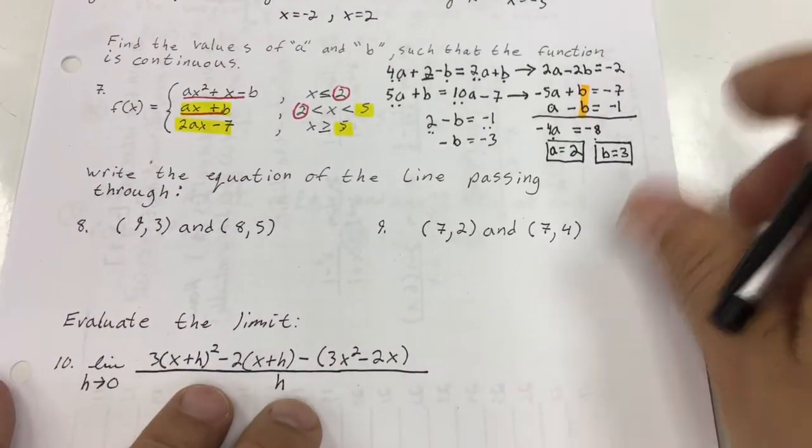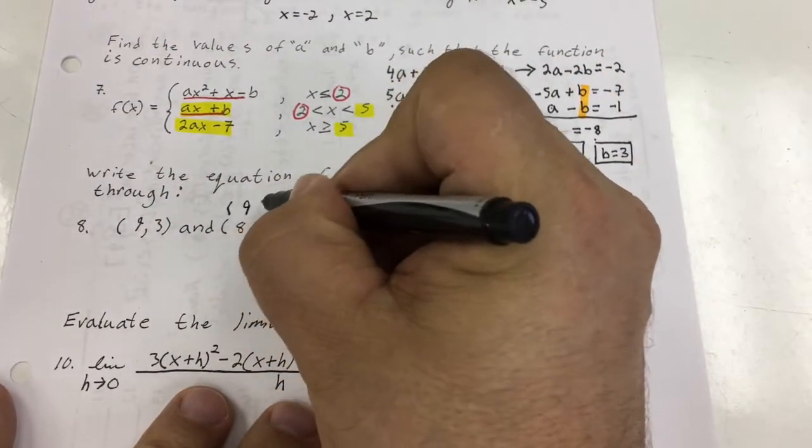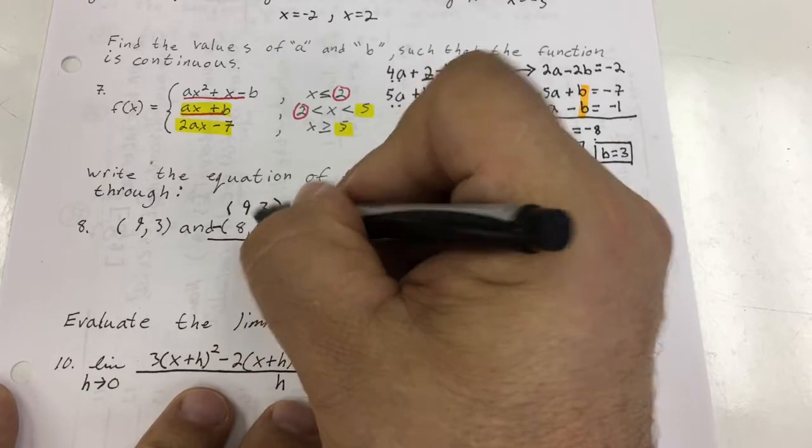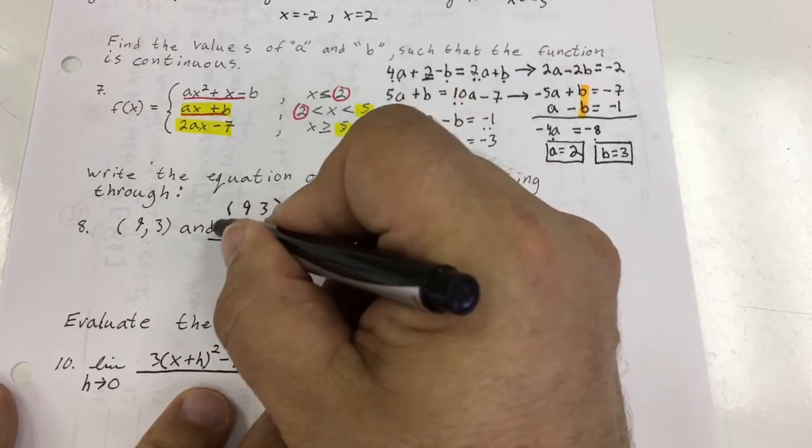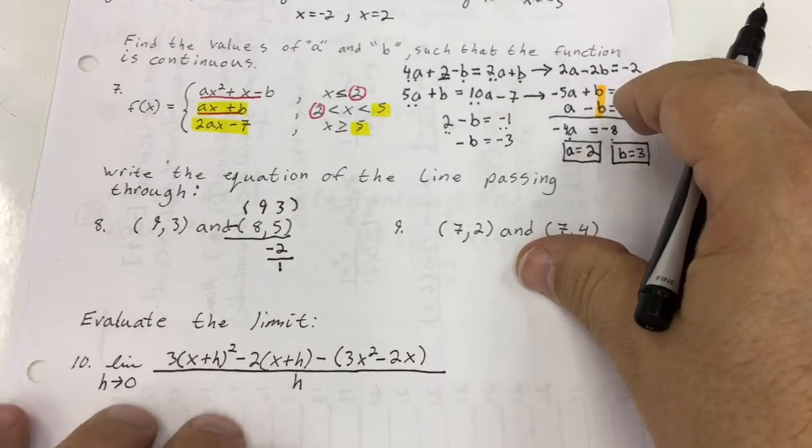Equation of a line that passes through these two coordinates, I'm going to find the slope first. So I'm going to do y sub 2 minus y sub 1, which is negative 2, over x sub 2 minus x sub 1, which is 1. So the slope of my line is negative 2.